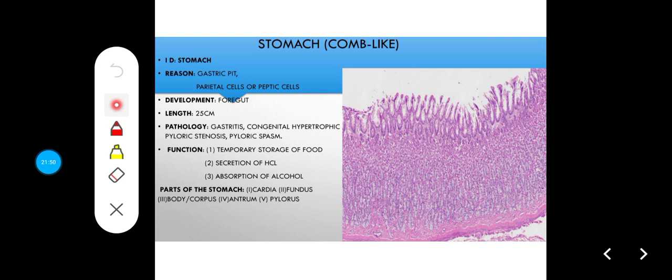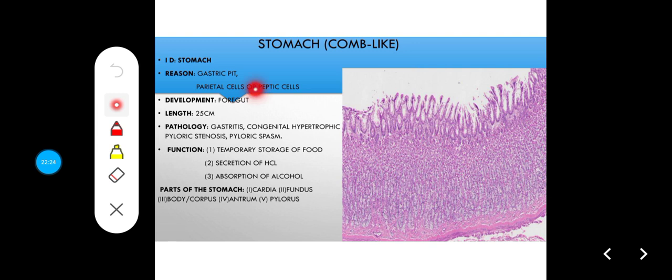Now the next one is the stomach. Let's read the side notes. The reasons for identifying the stomach include the gastric pits, then parietal cells or peptic cells. The general structure of the stomach appears similar to that of the esophagus, but the striking thing about the stomach is found in the mucosa. So the major feature that will help you identify the stomach on histology images is the mucosa.